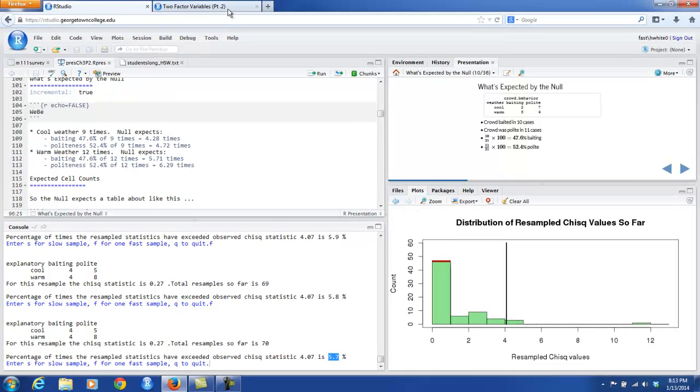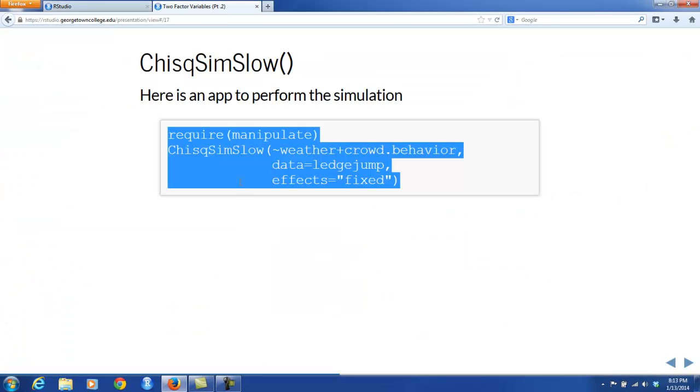So, I strongly encourage you to try it out for yourself and be patient and give it a good many times, 50 or 100 times if you like. And what you want to pay attention to is the percentage of times that your resampled chi-square statistic was bigger than the 4.07 that we actually got in our study.